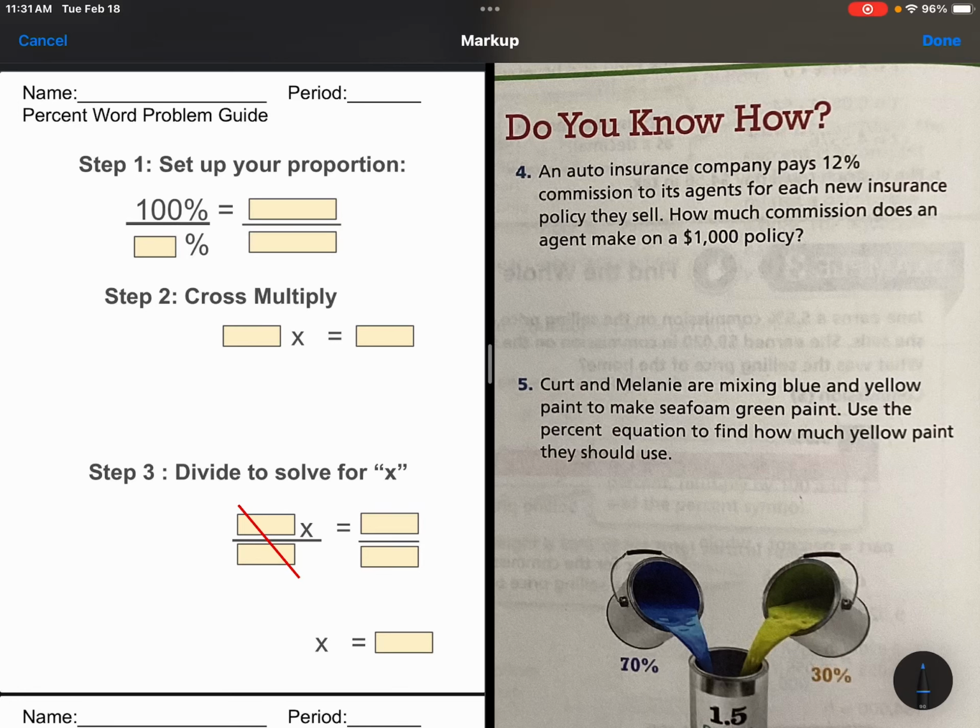Okay, so I'm gonna go over problem number 5. It says that Kurt and Melanie are mixing blue and yellow paint to make seafoam green paint. You gotta use the percent equation to find how much yellow paint they should use.